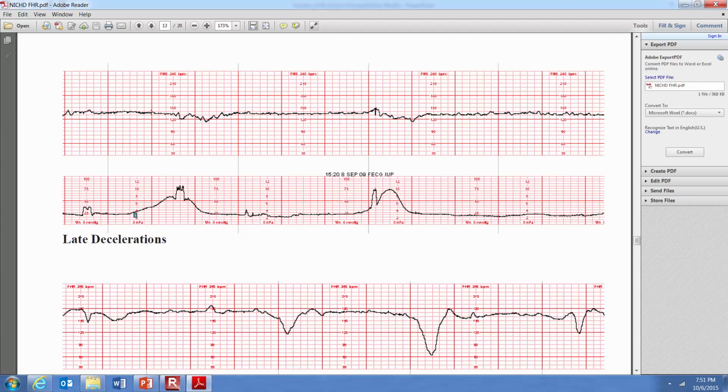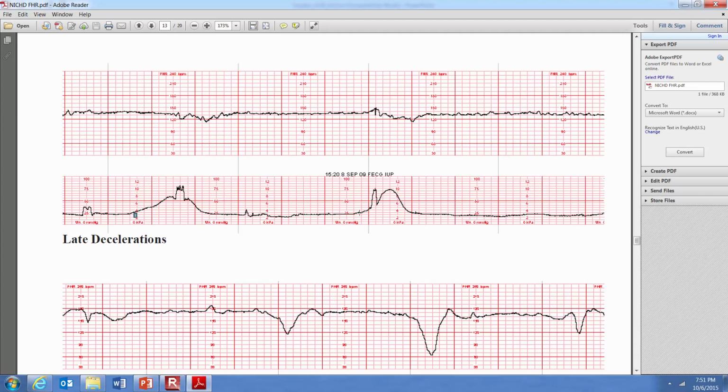No decel, no decel, no decel. Here's our decel. Look, it starts at the peak of the contraction. So it starts late. Here our contraction ended. Let's drive up, straight up. We're still in a deceleration. Still, still, still, and here we are at baseline. So that's late.